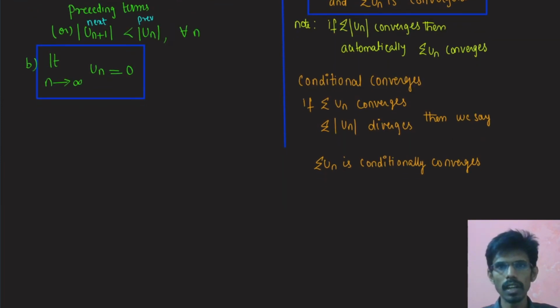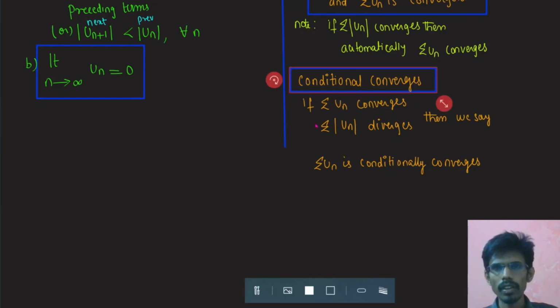Now see here, conditional convergence is there. In conditional convergence, sigma un converges, but sigma mod un diverges. Then we say sigma un is conditionally convergent, meaning un converges but mod un diverges. Opposite things are there, one is converging, the other is diverging. Then we say conditional convergence of the given series sigma un. Now this is the brief idea of all the tests that we are going to study in this unit.